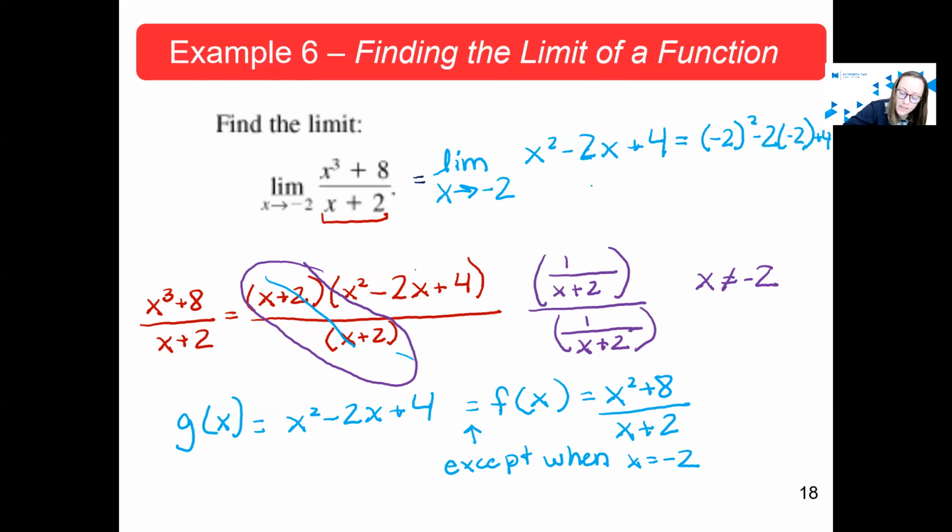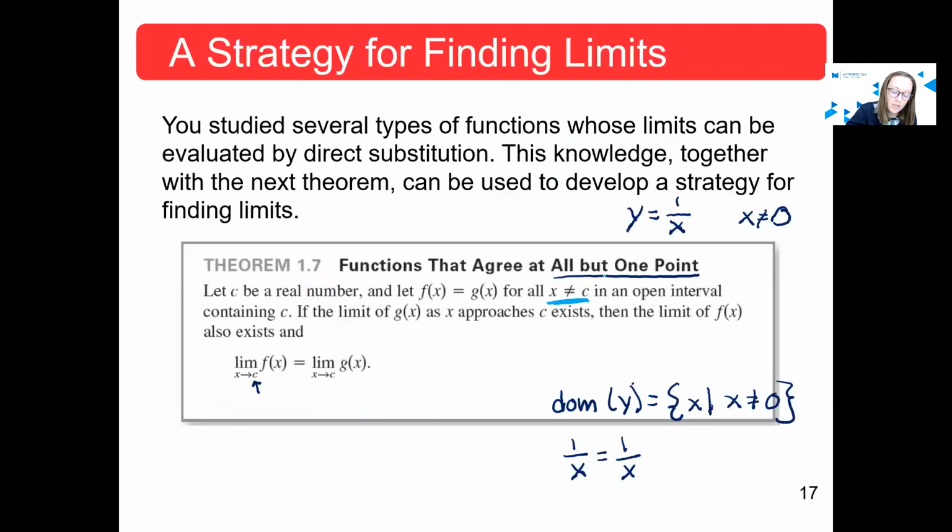I apologize for kind of getting congested here at the end. We have -2 squared is 4, -2 times -2, we get plus 4, plus 4. This limit value ends up equaling 12. Okay, so always try direct substitution first. Your next goal is, can you find an equivalent function that agrees at all but one point? That should be your second technique.